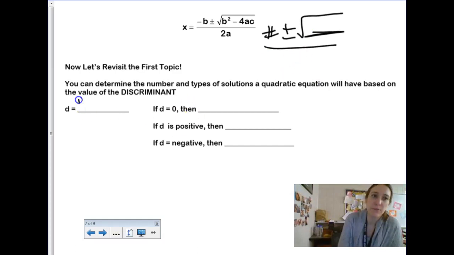So if the discriminant, which is just b squared minus 4ac, the thing that's underneath the square root symbol, is 0, then you're going to be adding and subtracting the square root of nothing, which is 0. So you're not going to be adding or subtracting anything, meaning you're going to get the same solution and then get the same solution again. So you only have one, which is called a real solution.